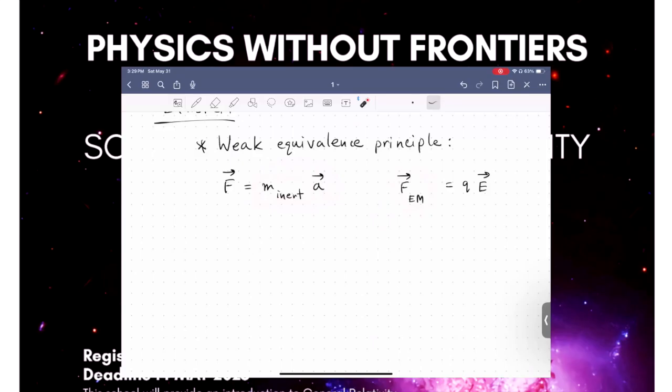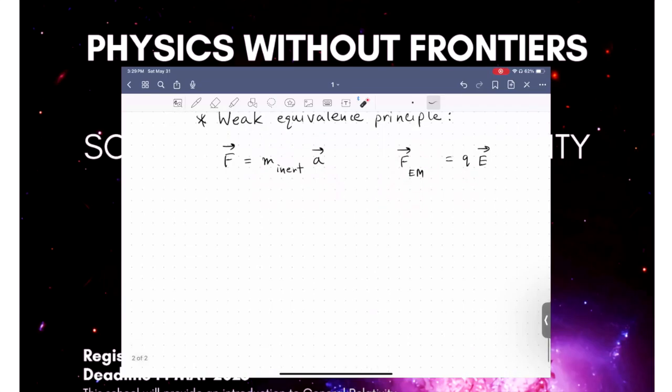And you would not expect this Q to have any connection to this inertia, right? An object with very high inertia can have very low electric charge, no electric charge at all, or very high electric charge. They're completely independent.